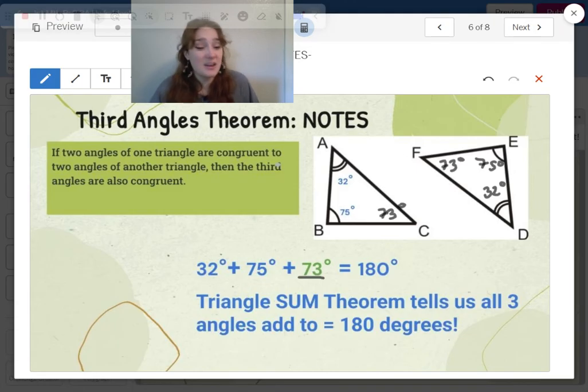So this third angles theorem is saying if we have two triangles where only two angles are given, the third automatically is congruent because they have to add up to equal 180. There's no other combination. If they already have two numbers the same, the third has to be the same.